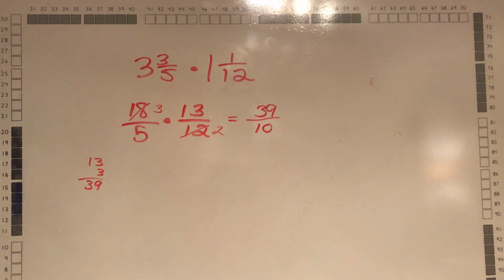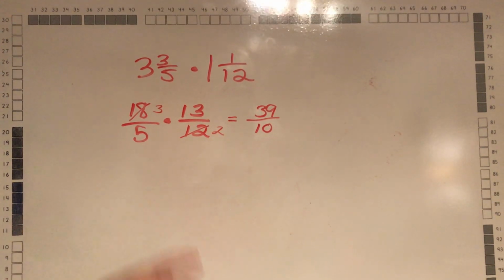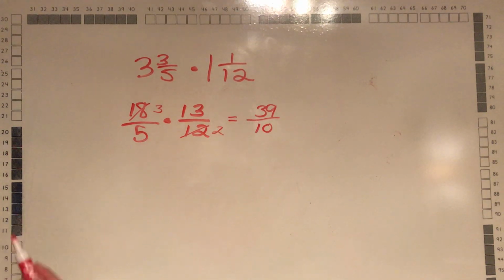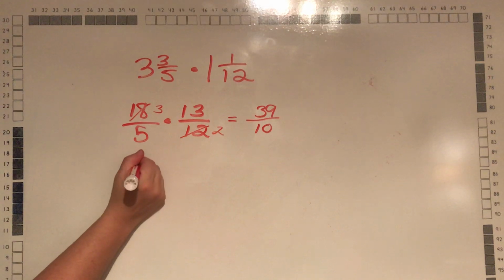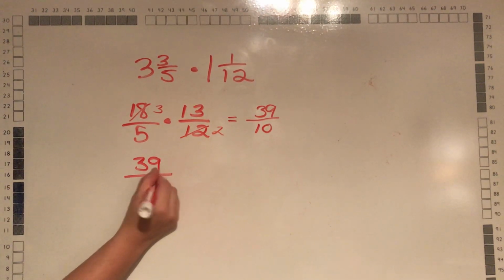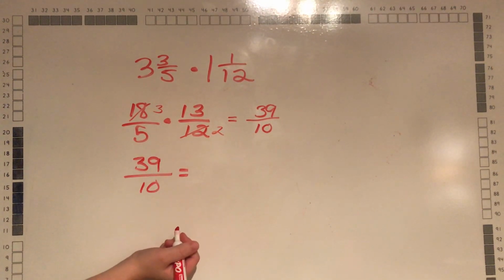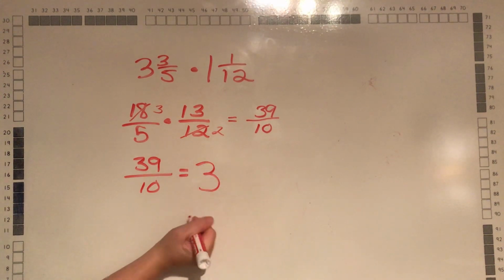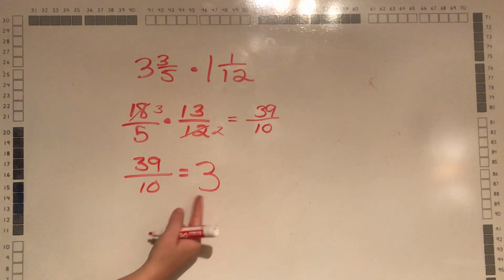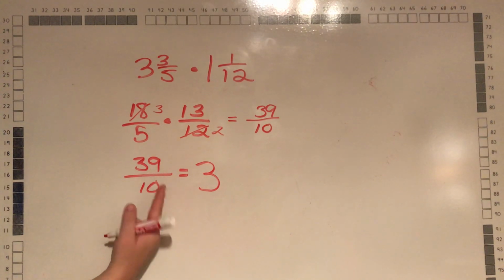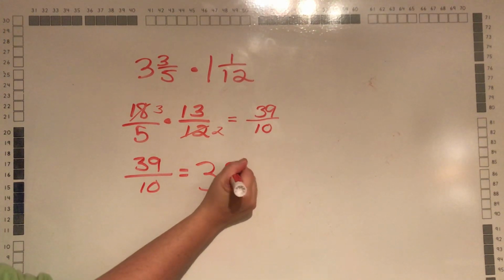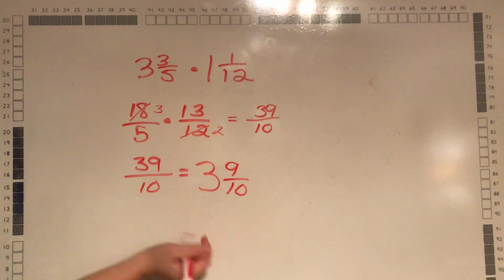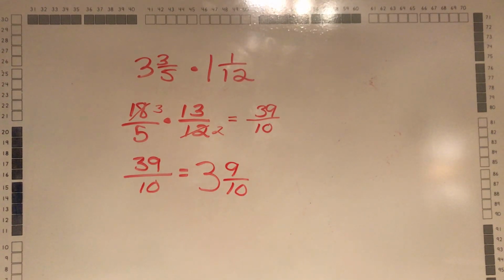Now we can leave it in fraction form, or we can turn it into a mixed number. So how many times does 10 go into 39? 10 goes into 39 3 times. So we have 3 whole numbers. That leaves us with a 9. Okay, so if we turn that fraction into a mixed number, we end up with 3 9/10.